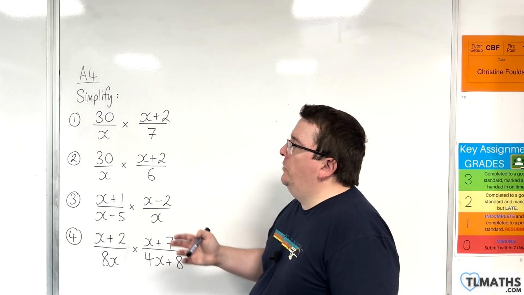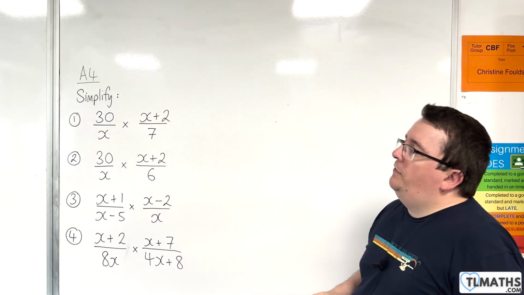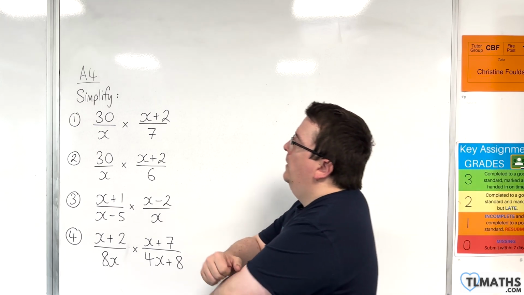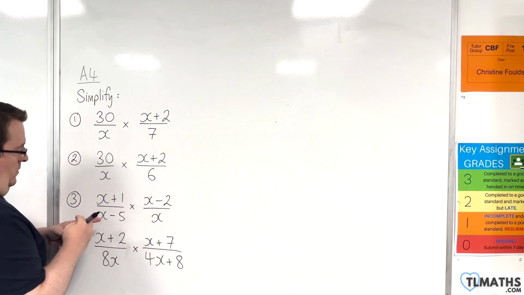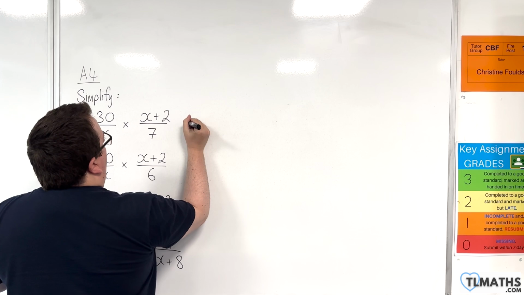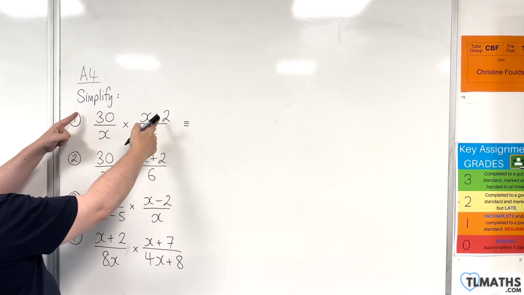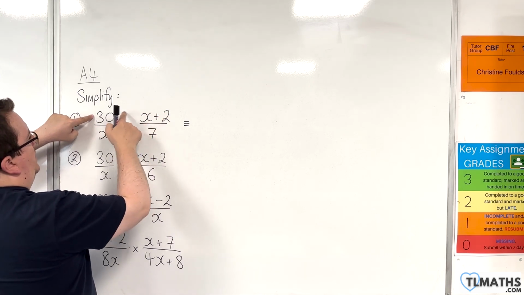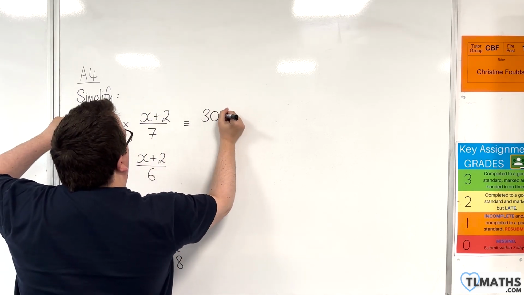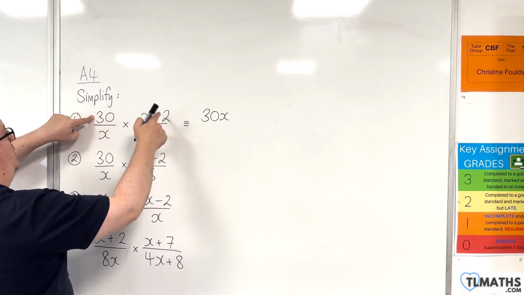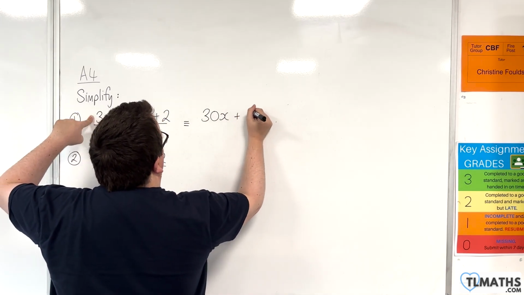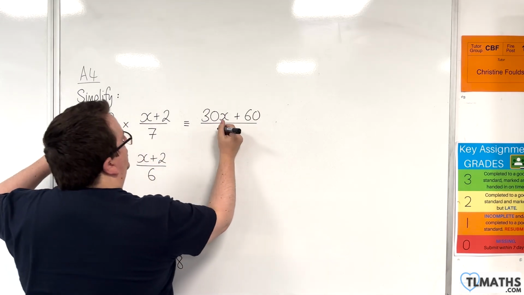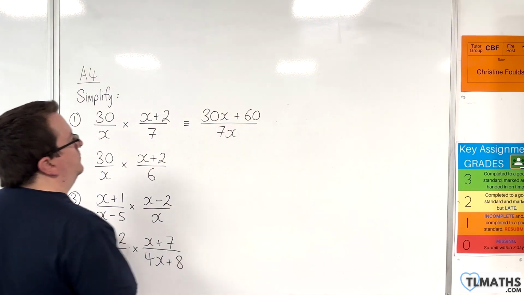So let's start off with number 1. We have 30 over x times x plus 2 over 7. Now, what we need to do is multiply the numerators together. So we'll have 30 times x plus 2, so 30 times x is 30x. Then 30 times 2 is 60. And in the denominator we've got x times 7, which is 7x.